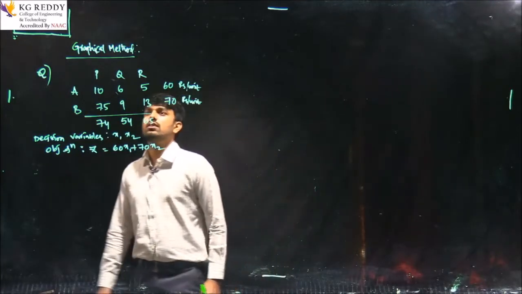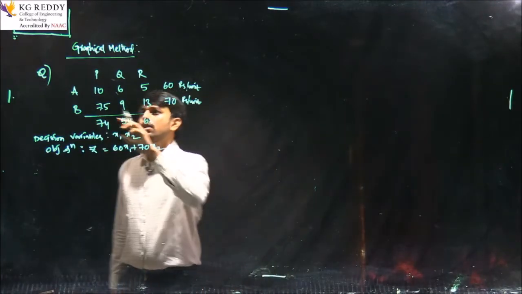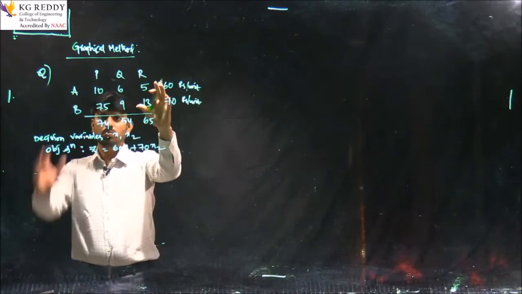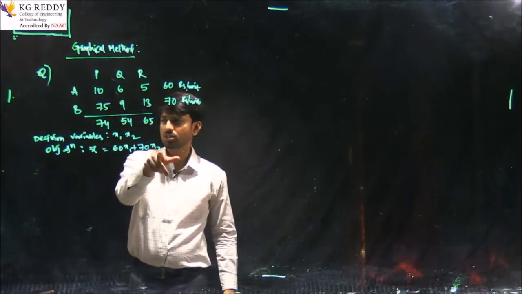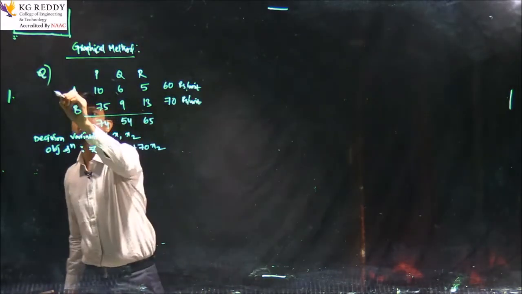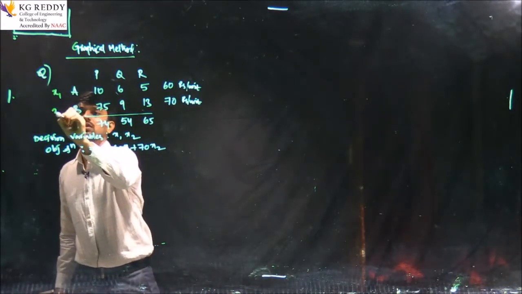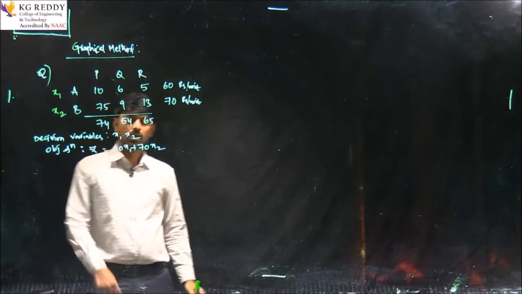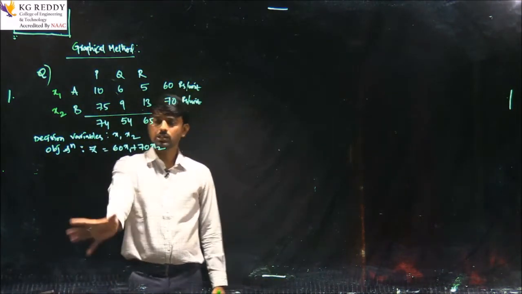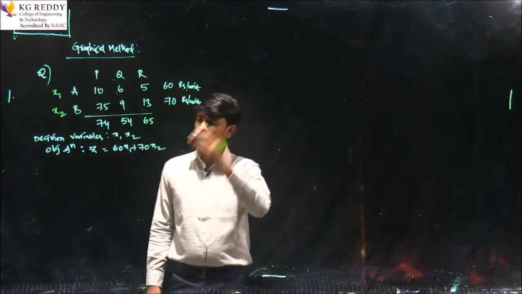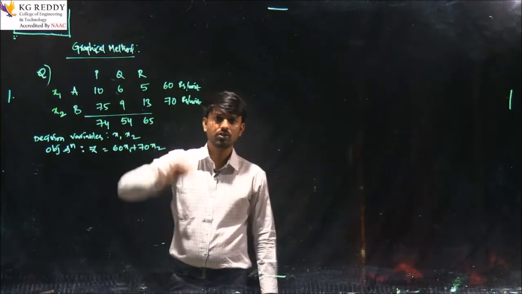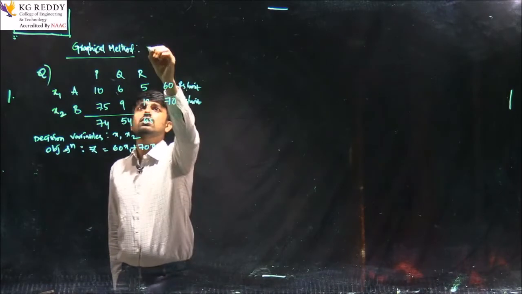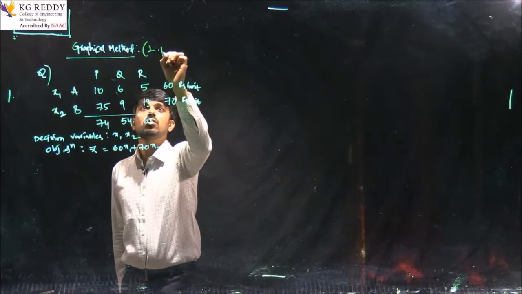Hello students, in the previous class we discussed the problem, derived the objective function equation, and identified the decision variables x1 and x2. In this class we are going to write the constraint equations and solve them using a graph. That is why it is called the graphical method, and don't forget that it is a linear programming problem.